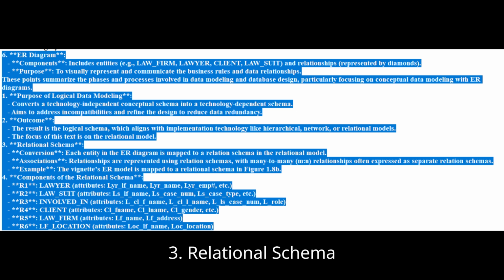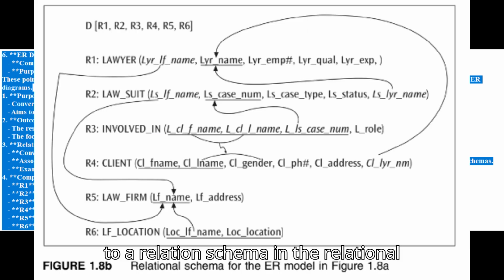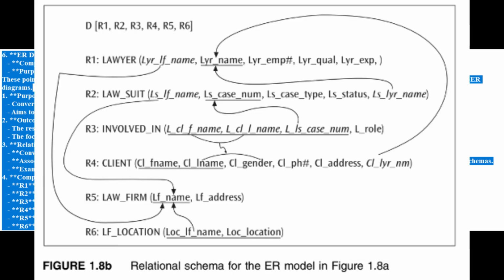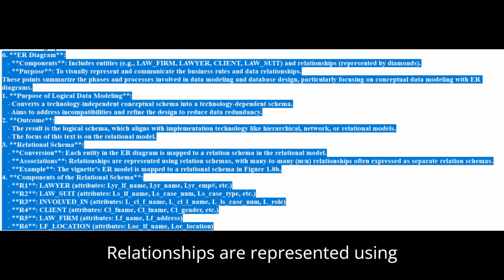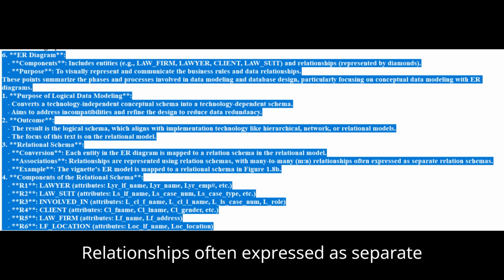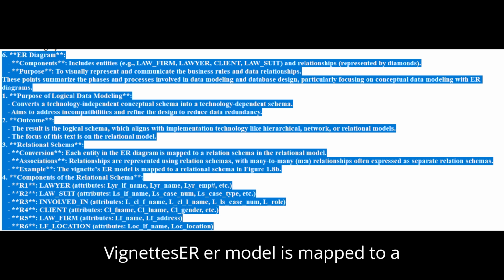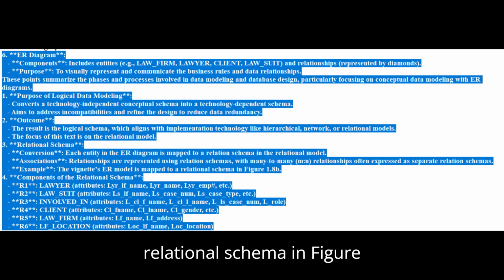3. Relational schema. Conversion. Each entity in the diagram is mapped to a relation schema in the relational model. Associations. Relationships are represented using relation schemas, with many-to-many, n:m, relationships often expressed as separate relation schemas. Example: the vignette's model is mapped to a relational schema in Figure 1.8b.